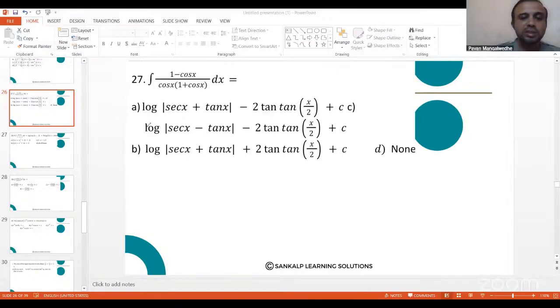Option C is this one: log of mod of sec x minus tan x minus 2 tan of x by 2 plus c. And option D is here, it is none. It's not the correct one, it just means a none option is present. Don't misunderstand that it is the correct option. It's for understanding that option D is present here. Okay, try to solve this.